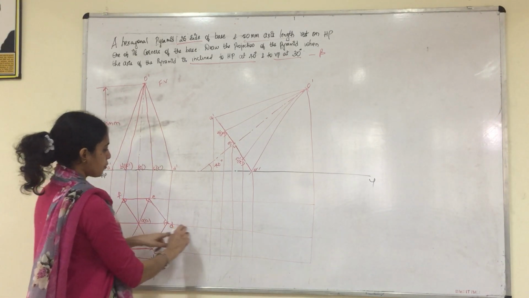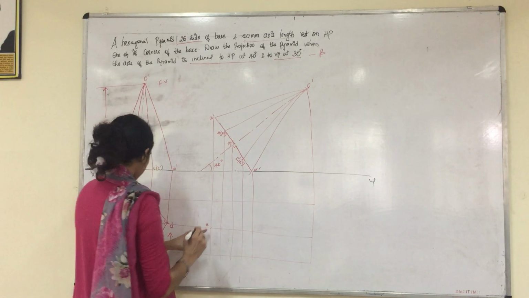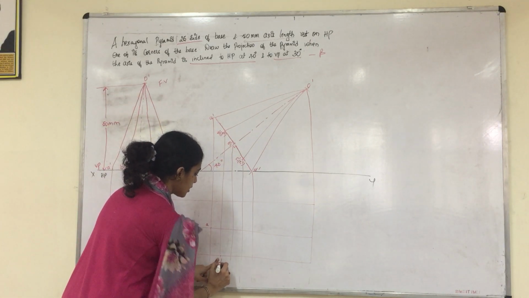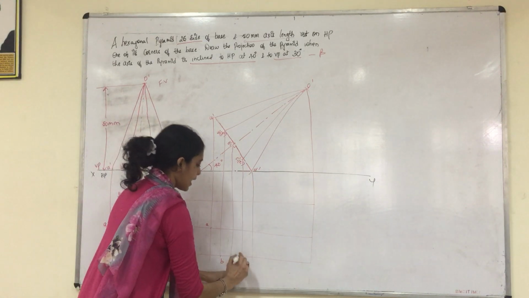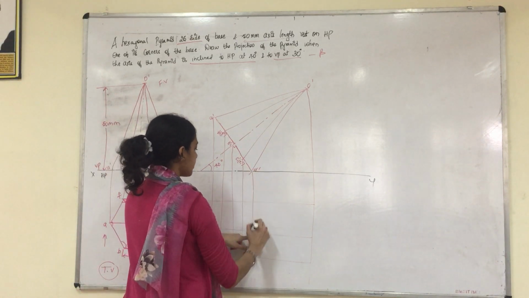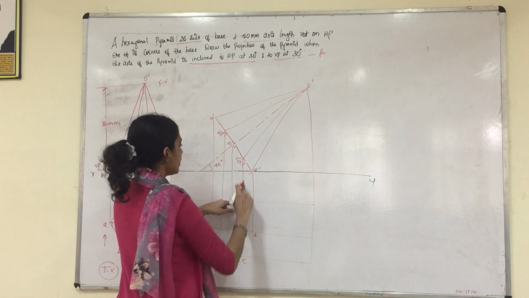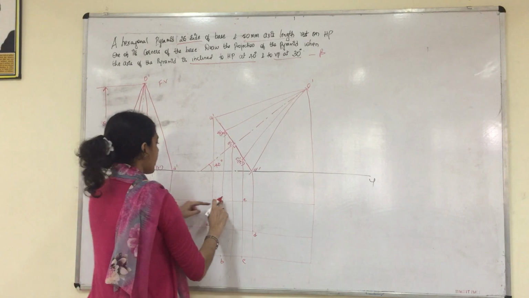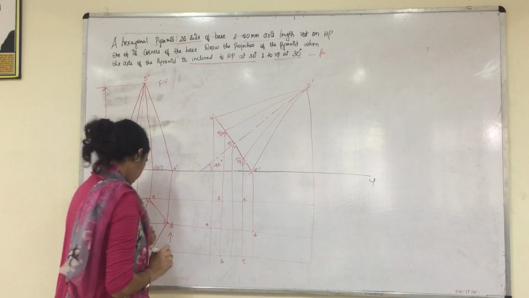The locus of A is meeting A dash at this point. So this is our A. The locus of B is meeting B dash at this point. So this is our B. The locus of C is meeting C dash at this point. So this is our C. The locus of D is meeting D dash at this point. So this is our D. The locus of E is meeting E dash at this point. So this is our E. The locus of F is meeting F dash at this point. So this is our F.